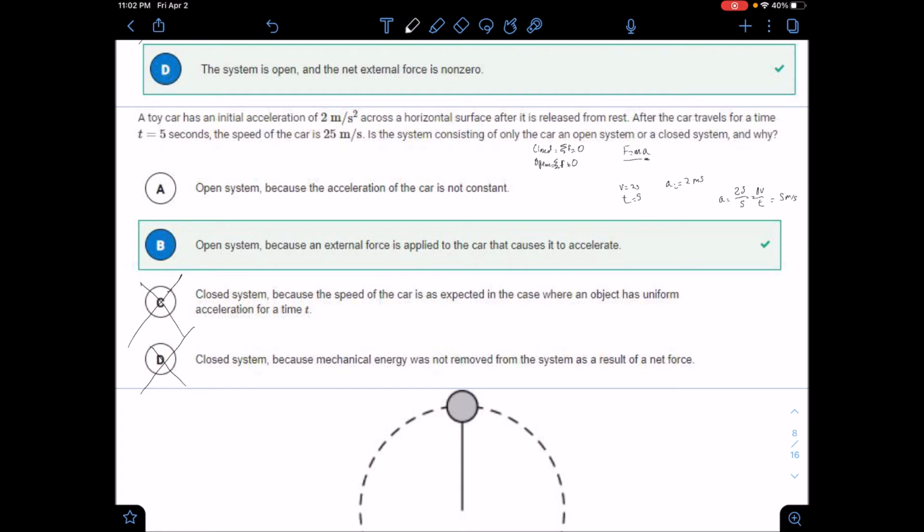Now, an open system, because the acceleration of the car is not constant. All right, so this is potentially a right answer. Let's look at the next. Open system, because an external force is applied to the car that causes it to accelerate. So, in our open system definition, the net external force cannot be equal to 0, right? College Board provides you two answers that may seem right, but in reality you have to pick the best option. So this only says one part, but this says both parts. It's an external force and it causes an acceleration. So it has to be option B.